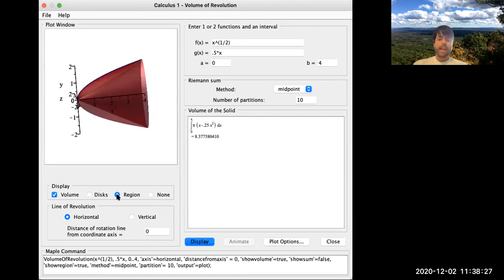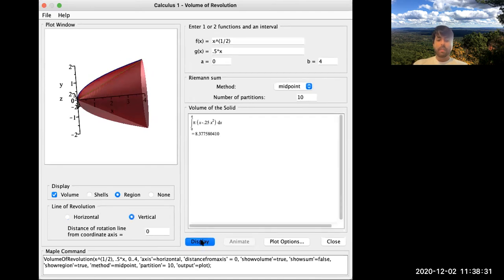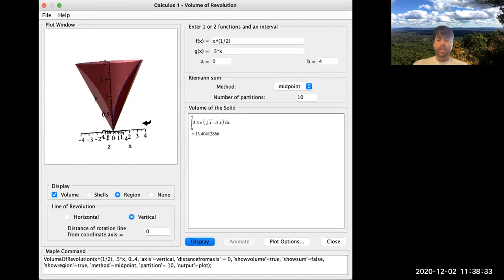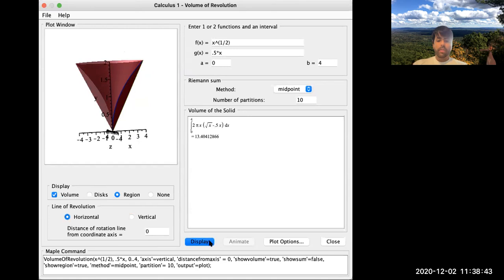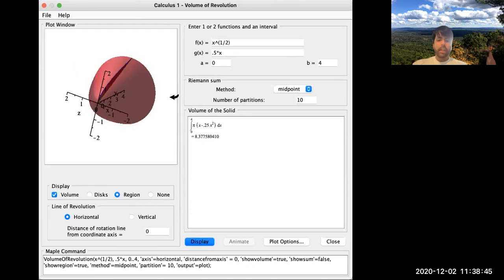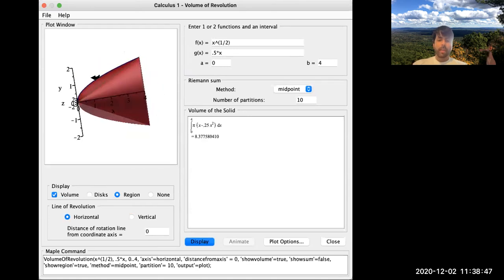The region is exactly the same, guys. The region hasn't changed, but the solid becomes different. Do you see how this one here is like a cone? It's like a straight cone, and then the inner part is curvy. But if you revolve it horizontally, then it's not a cone. It's almost like a parabola. This is a parabolic shape, and inside is the straight cone part. Do you guys see that?